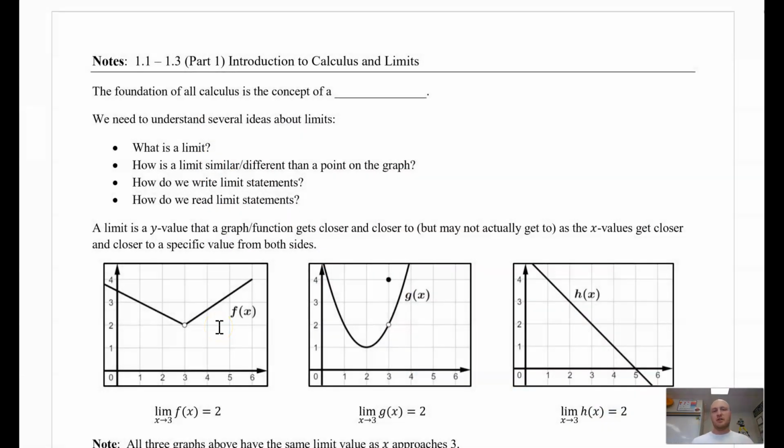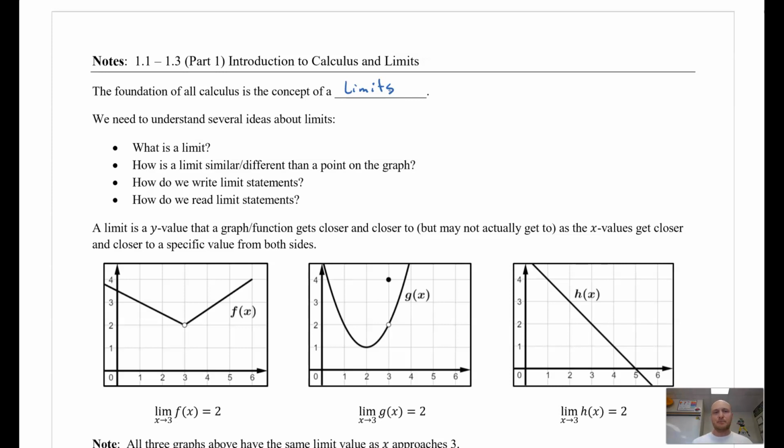The foundation of all of calculus is the concept of limits, and this idea will be tied into everything that we do in this course, including the main ideas of derivatives, integrals, and of course series if you're taking Calc BC. So what we need to do to understand limits is first of all just talk about these ideas.